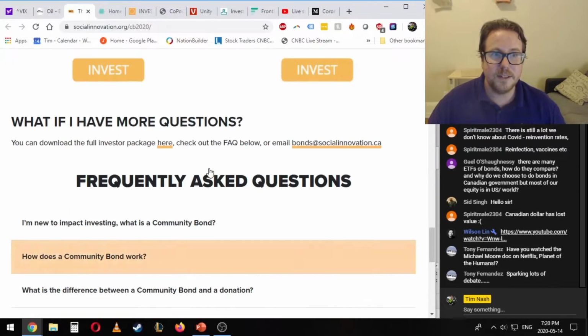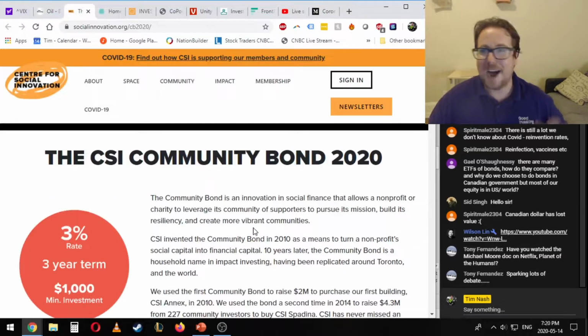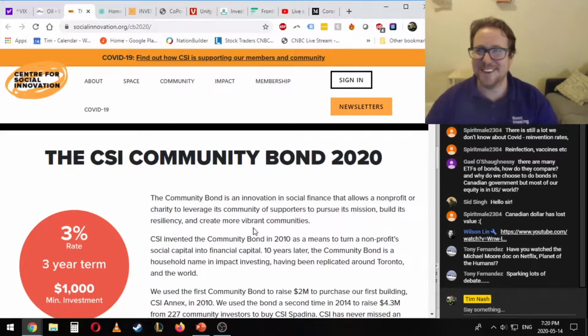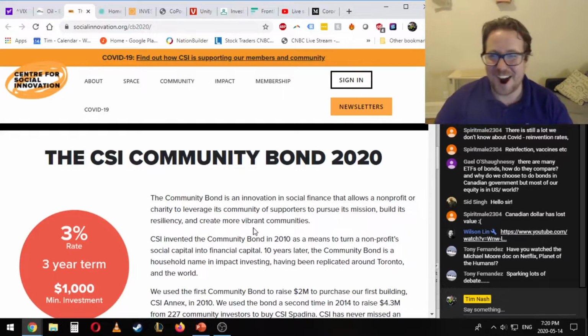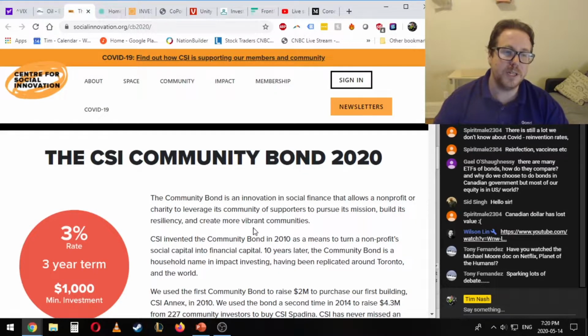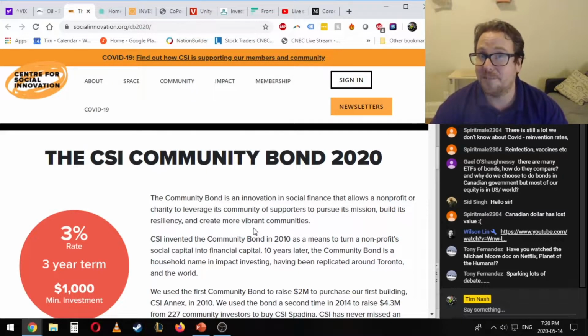CSI, so this is the Center for Social Innovation. How many people know the Center for Social Innovation in the chat? You can give me a thumbs up or give me a little heart if you happen to love CSI as much as I do. So the Center for Social Innovation is a co-working space here in Toronto. This is where I have my office.